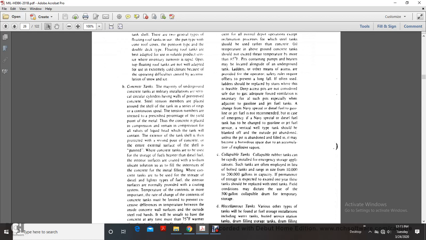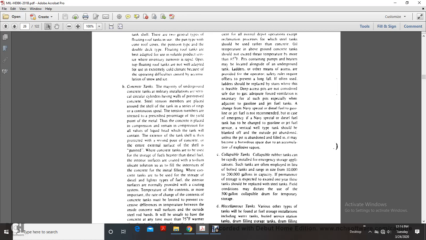Concrete tanks. The majority of underground concrete tanks in military installations are vertical, circular cylinders having walls of prestressed concrete. Steel tension members are placed around the shell of the tank in a continuous spiral. The tension members are stressed to a prescribed percentage of the yield point of the metal, and the concrete is placed in compression, which remains for all the values of the liquid head which the tank will contain. The exterior of the tank shell is then protected with a second pour of concrete, and the entire external surface of the shell is gunned.